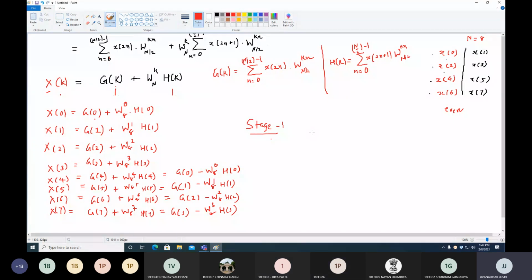Please make note of these two equations, g of k and h of k. I am going to ask you these two equations, and I am going to take one new page for further derivation. So before that, please make note of these g of k and h of k equations. I am not going to remember these things. Have you written it in the notebook? Yes, sir. Okay.